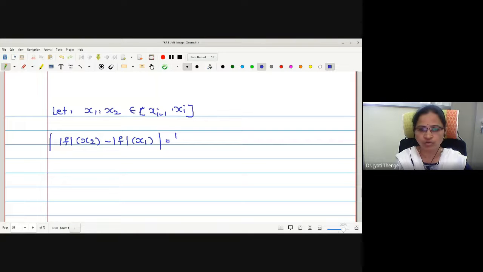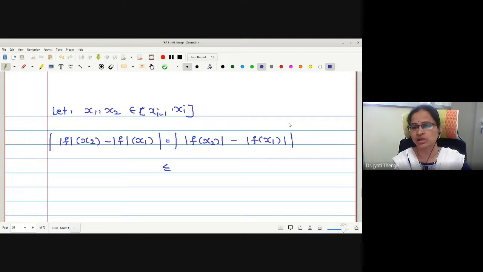Okay. Now, what is the definition actually? Mod f operated on x2, is it mod of f of x2 minus mod of f of x1, correct? Though these values are in the modulus, finally we have one more modulus difference. Therefore, writing this middle modulus value or not is the same thing. Therefore, may I just write this is less than or equal to mod of f(x2) minus f(x1).